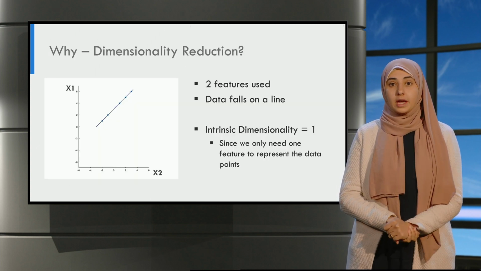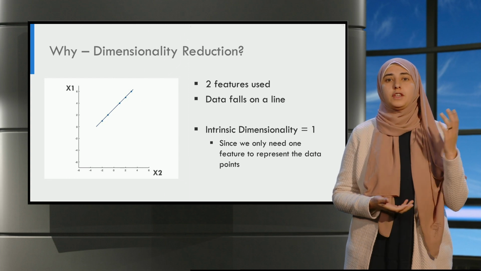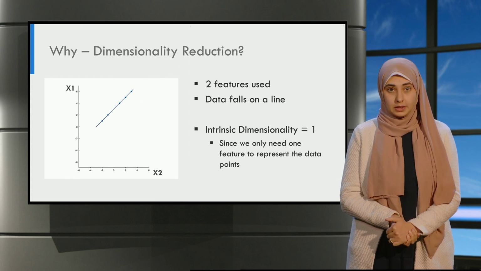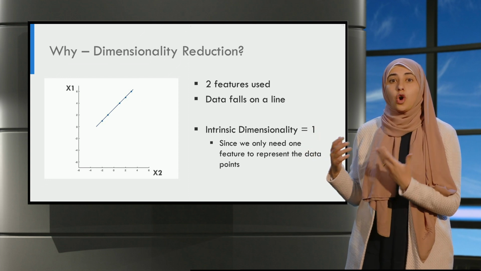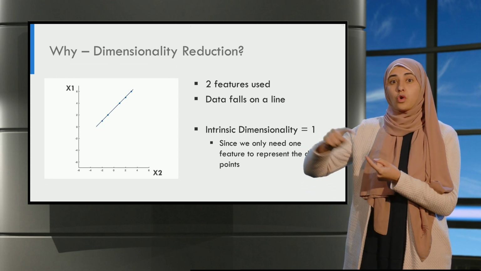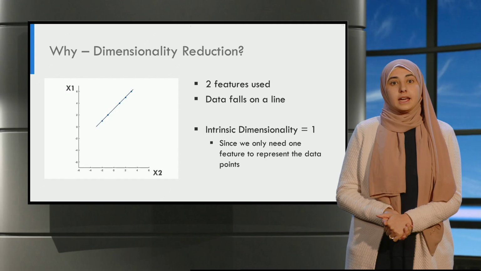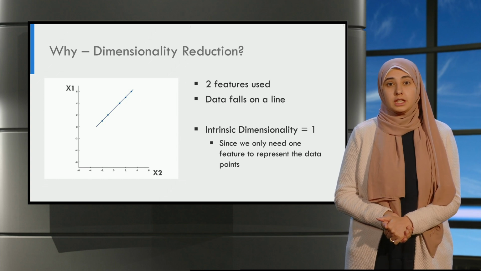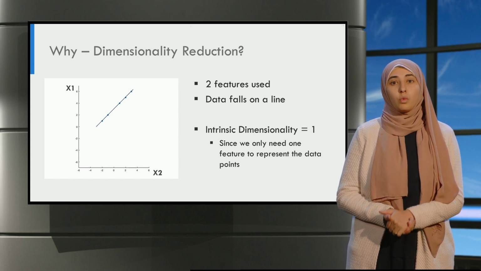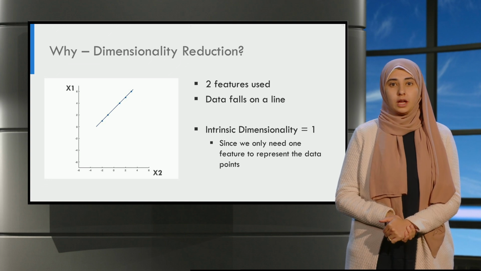Another reason also is we might be using more features than what we actually need. From the image here, all the data points fall on one line. And we are using 2 features or 2 dimensions to represent the data, although it can be represented using only one feature instead. This is called the intrinsic dimensionality of the data. It is the exact dimensions needed to represent the data without losing any of the information about the features.